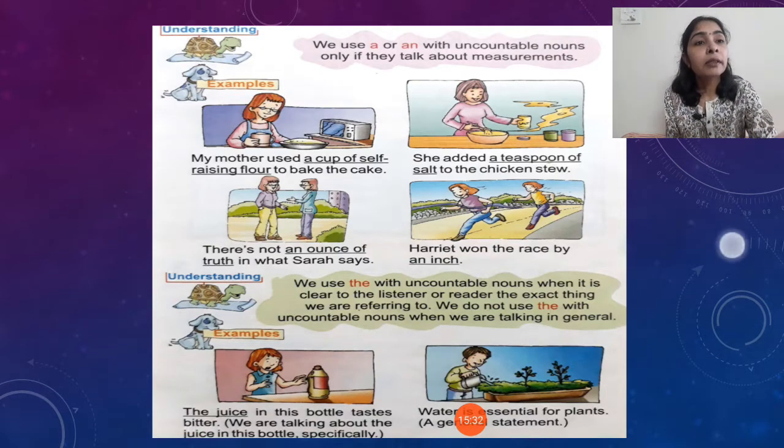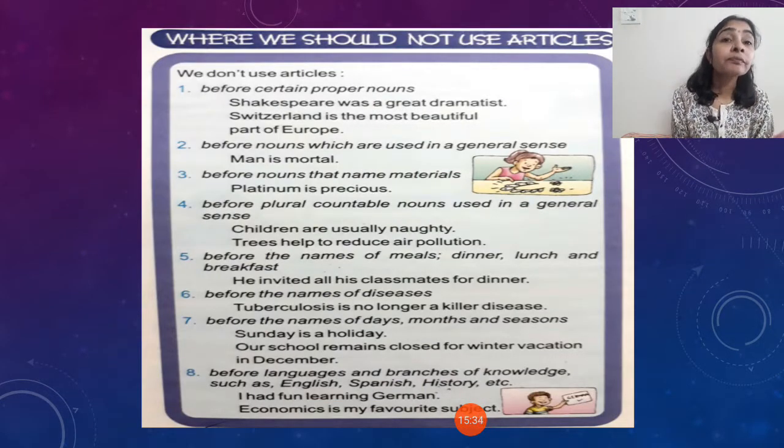Okay. Now let's see the next, where we should not use the articles. We'll have a quick review of all these things, because we have already discussed where we are supposed to use them. Then it is very clear where we are not supposed to. Before certain proper nouns, we will not use an Australia, an Asia, like that. Similarly, it is given here, Shakespeare was a great dramatist.